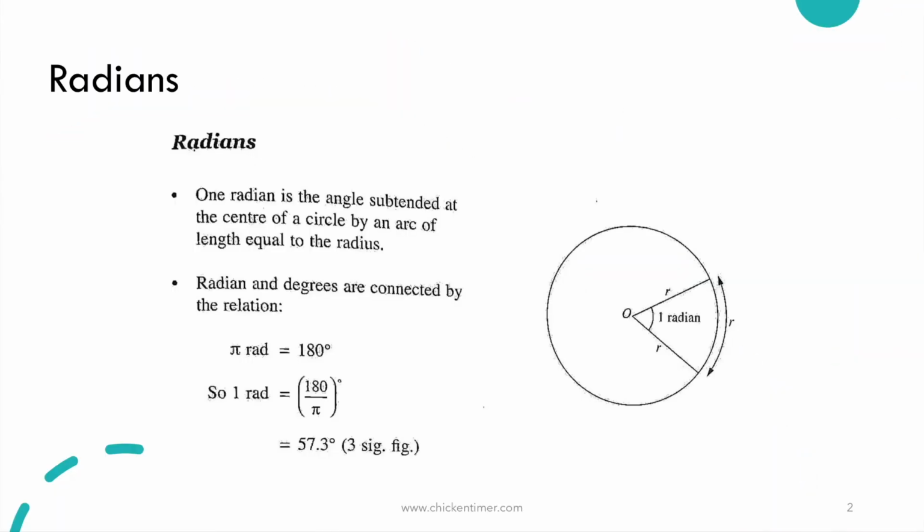In the chapter on circular measure, there are 2 units that you need to know. One is the radian, and the other one is the degree. The relationship between radian and degree is like this: pi radians is 180 degrees, and 1 radian is 180 degrees over pi. Which also means 1 degree is pi over 180 radians. This is usually used for conversion of units.